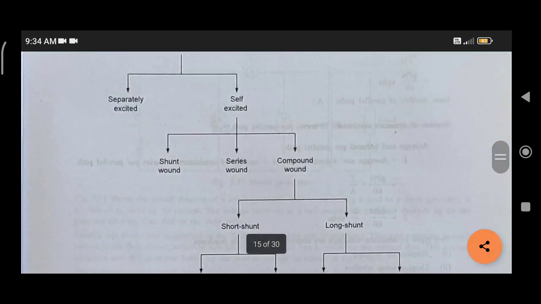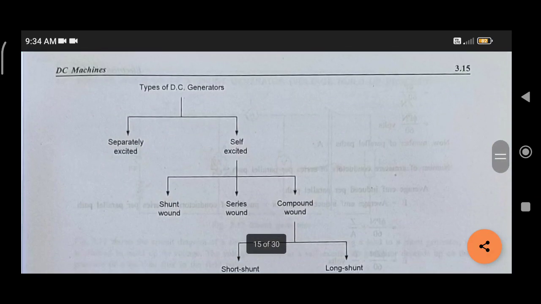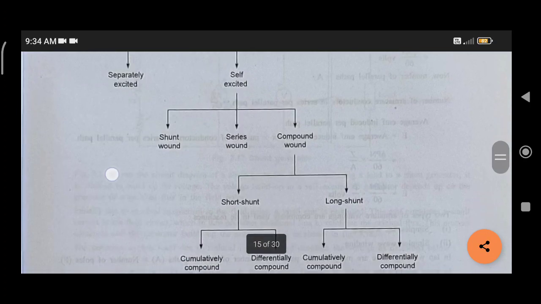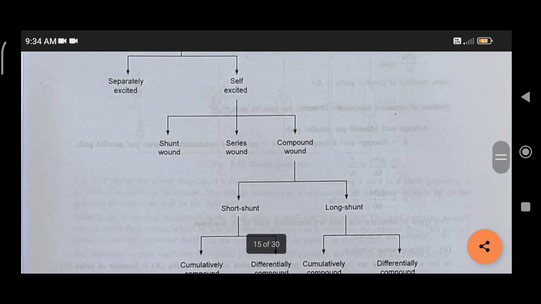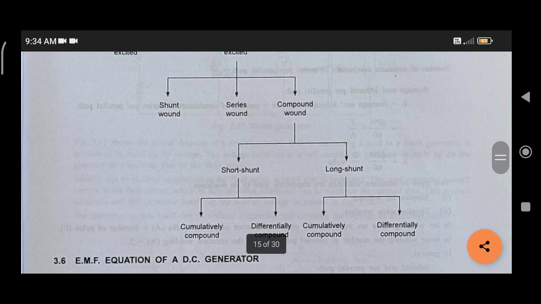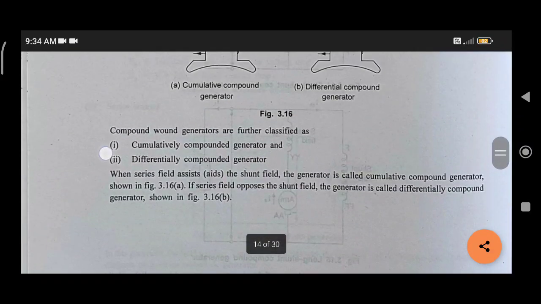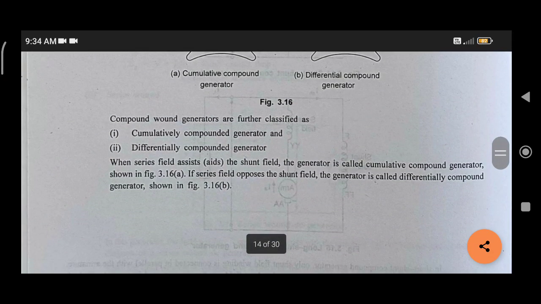So this is the whole structure of the types of DC generator, separately excited and self excited. We have shunt, series, and compound. In compound we have short and long, and short and long are further divided into cumulative and differential. Cumulative compounded means that the fields in that particular machine add to each other, so both the fluxes are added together, and in differentially compounded they are subtracted.